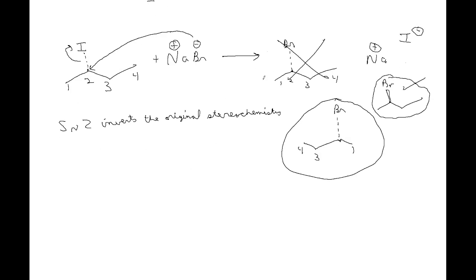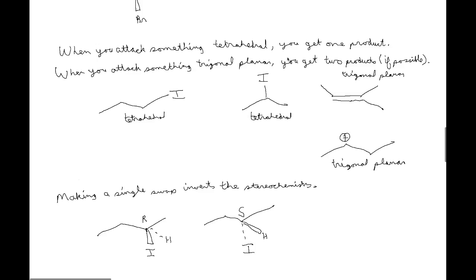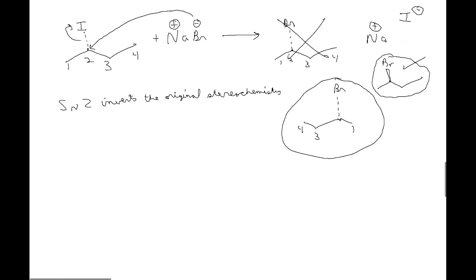Now, how do we know that the bromine is only on the dash and not on the wedge? Because we know that we're only getting one product because we're attacking something tetrahedral. So do SN2 reactions give you one product or two products? They give you one product. Because in an SN2 reaction, you're always attacking a tetrahedral carbon. So you always get one product.